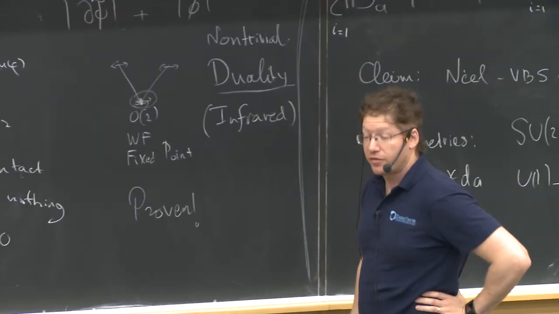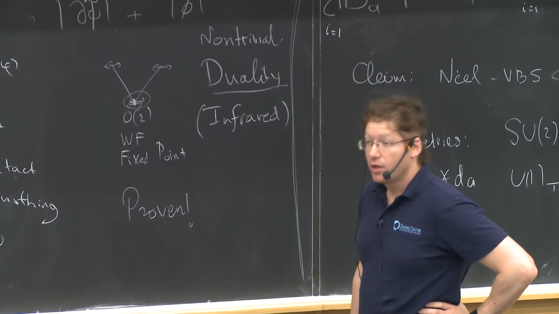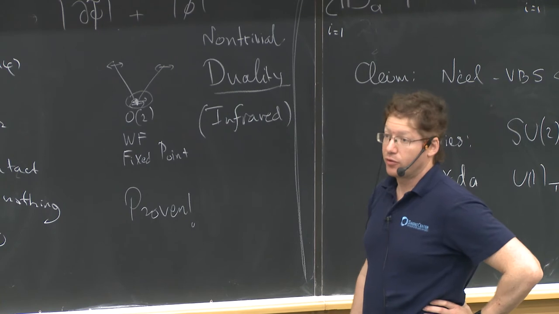That's right. So the Z4, some part of the lattice symmetry group, gets embedded into an internal symmetry group in the continuum.